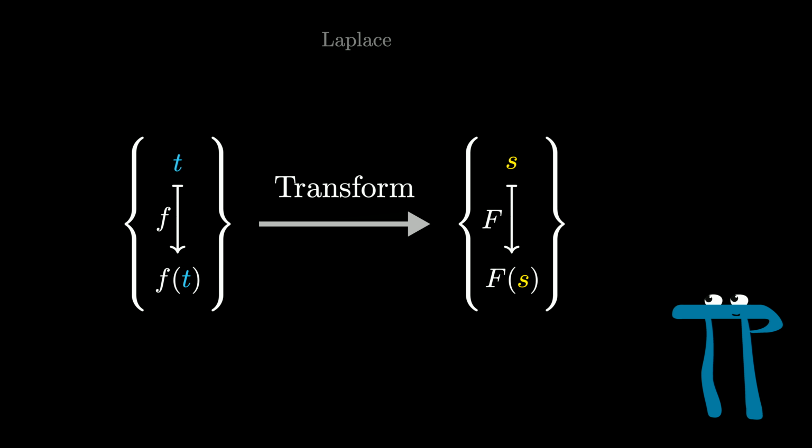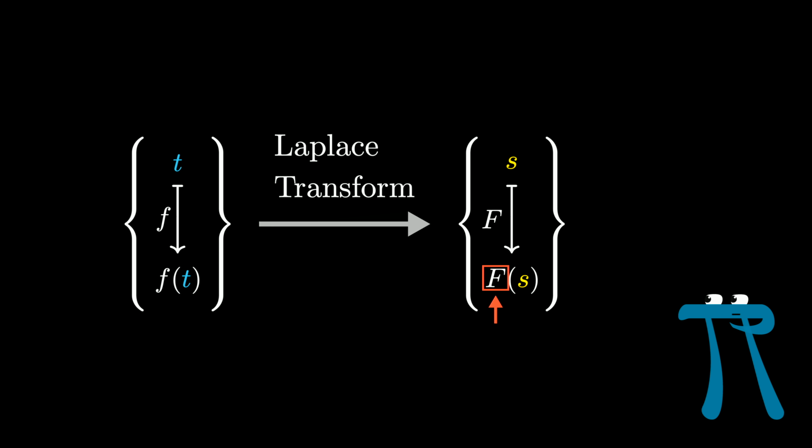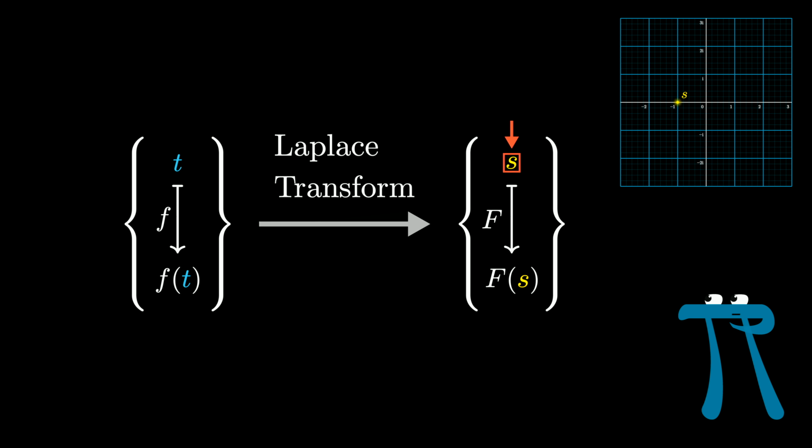In the case of the Laplace transform, a typical convention is to name our new function with a capitalized version of whatever you use to name that original function. And in this setting, where our original function takes in time as an input, the new transformed function has a new different kind of input, a complex value, s.